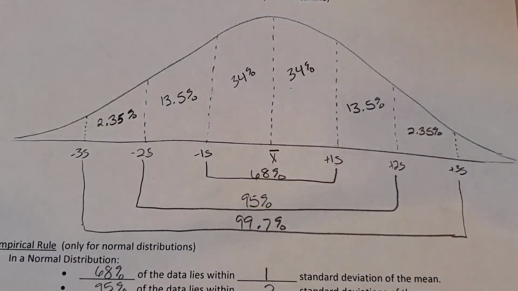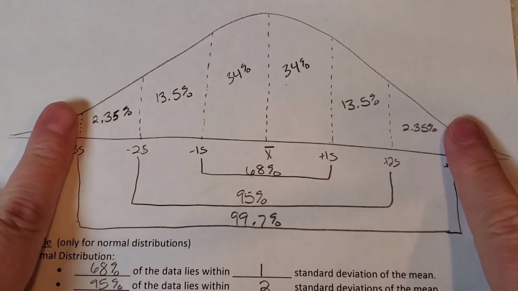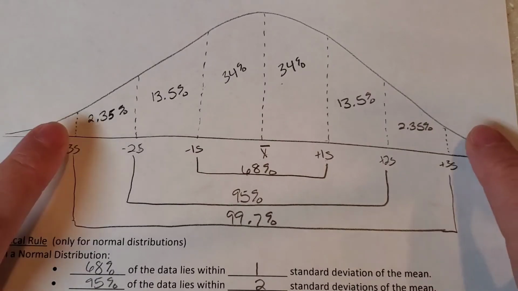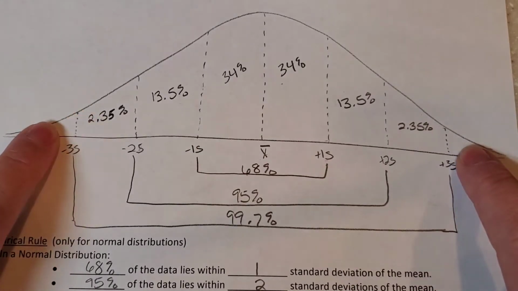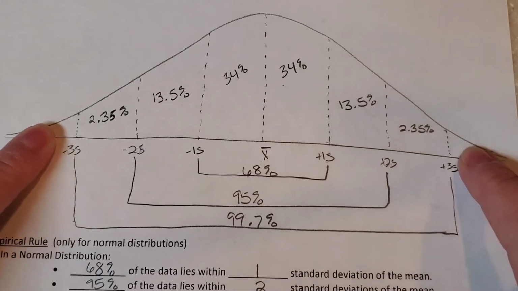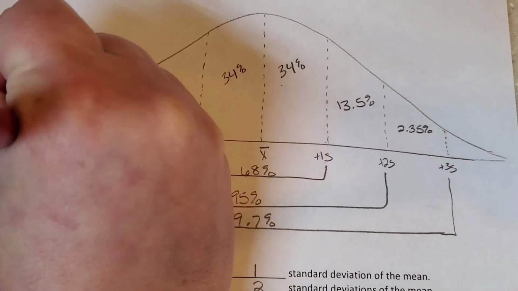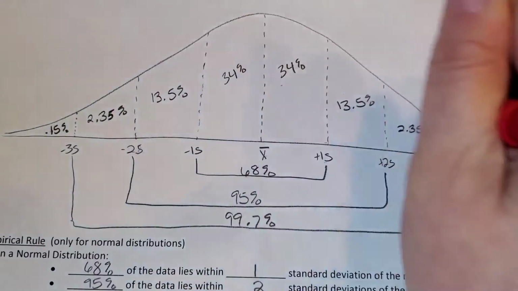And then remember, with percents, our total is 100. So with 100%, if 99.7 falls within here, and we have to have a total of 100, that leaves us 0.3% out here in these little tails. Again, split evenly because it's symmetric. Half of 0.3 would be 0.15% for each of these tails.